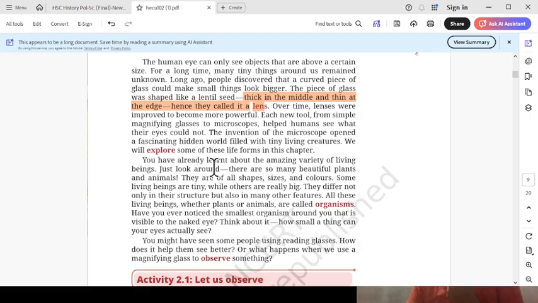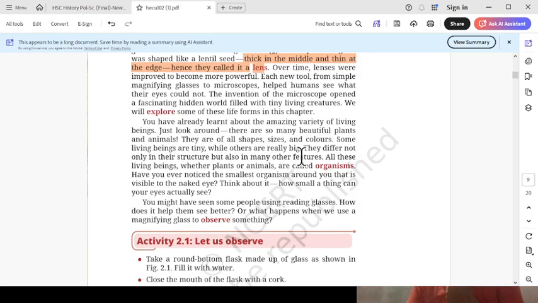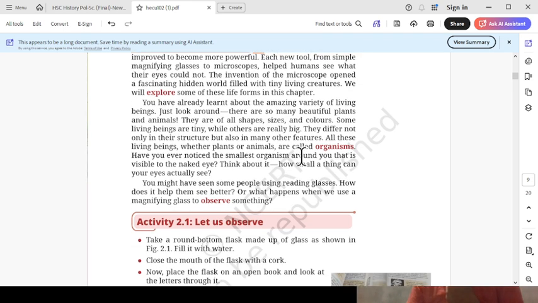So we explore some of this life in this chapter. We have already learned about the amazing variety of living beings. Just look around, there are so many beautiful plants and animals, of all shapes, sizes and colors. Some living beings are tiny while others are really big. All these living beings, whether plants or animals, are called organisms.